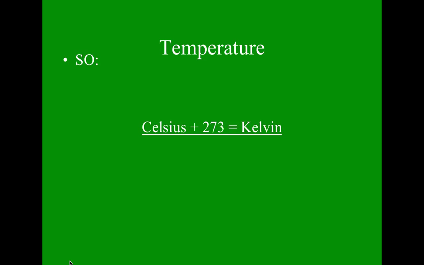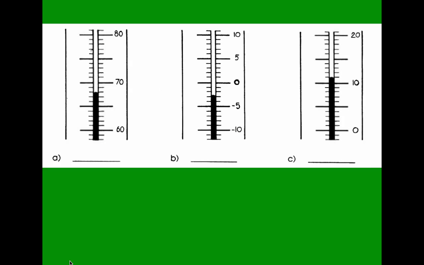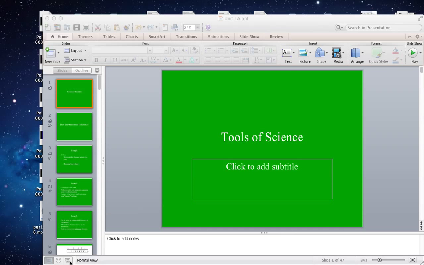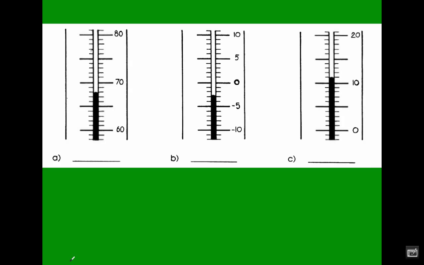So let's take a quick look here at some thermometers on your worksheets and talk about how we measure them, or measure with them, I should say. The first thing I want you to notice is if you look at the actual reading part, I'm enlarging it here, it actually kind of bows up. You want to read at the top of that bow in order to read the temperature. So that's the first thing you need to know.